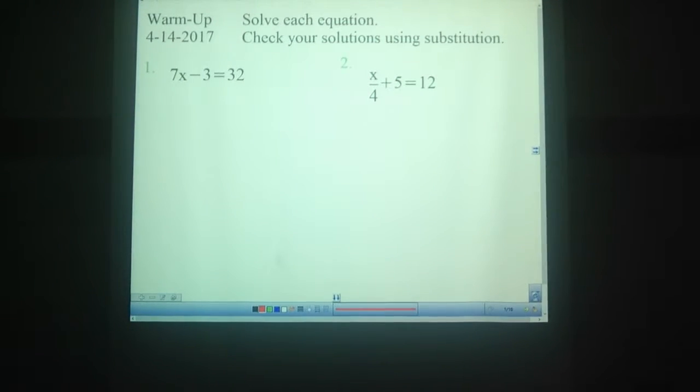Let's do some math. So, you got a warm-up, fairly simple stuff. Yeah, I like it. I expect that you can do these equations. If you cannot, for whatever reason, please talk to me. I'll be happy to help you out with them, all right? At this point of the year, I assume that you know how to do equations.